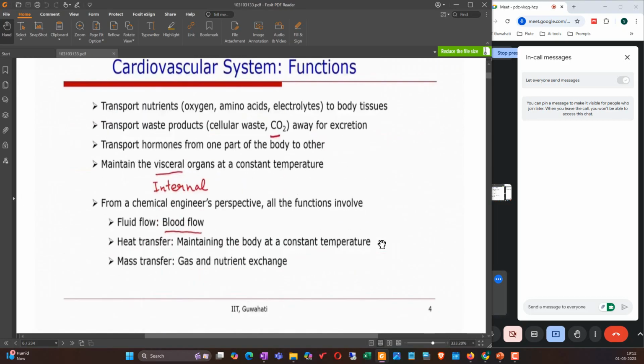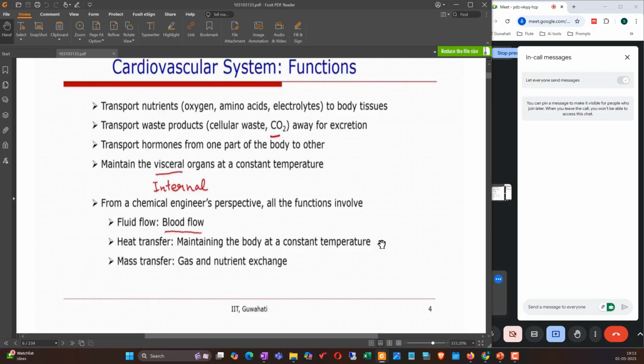The cardiovascular system has several functions, like nutrition transport. In nutrition, you are transporting oxygen, amino acids, and electrolytes to the body tissues, right? And then the transport of waste products, cellular waste and CO2, away for excretion. That is another part of the story. And then the transport of hormones from one part of the body to the other.